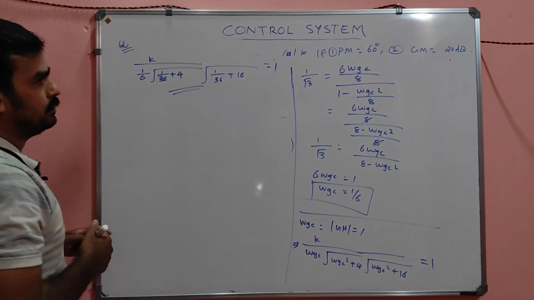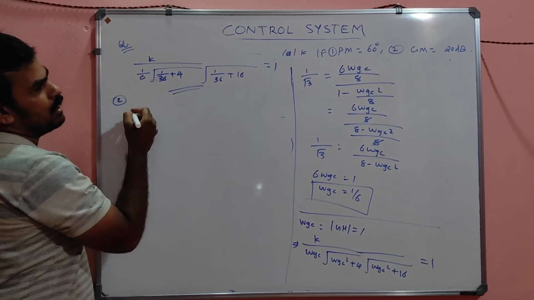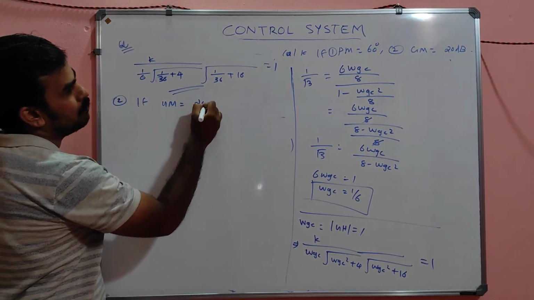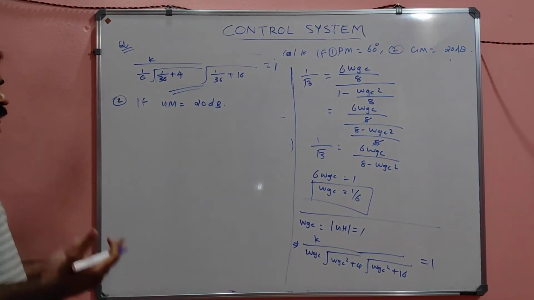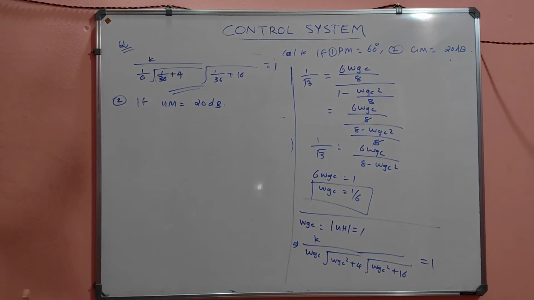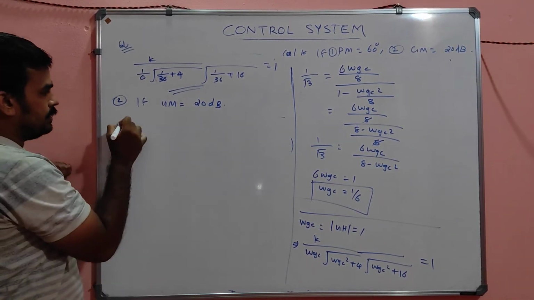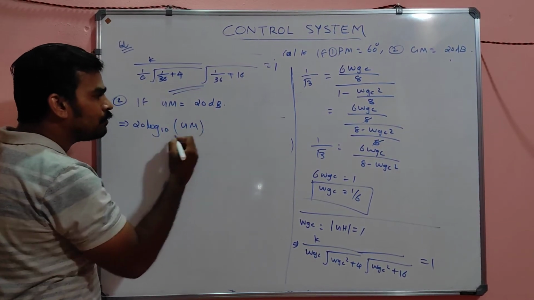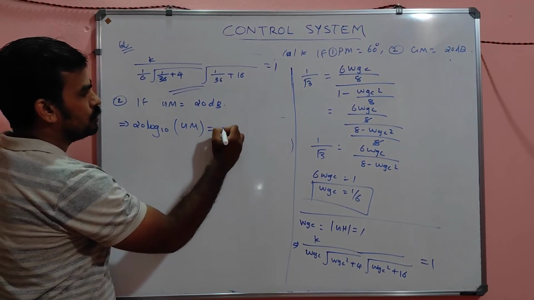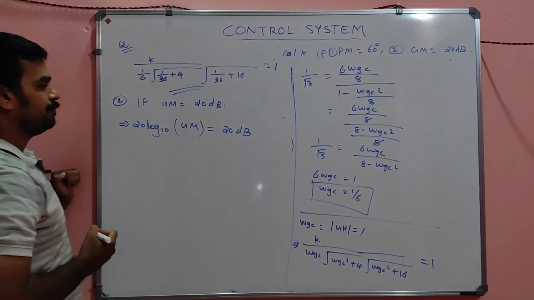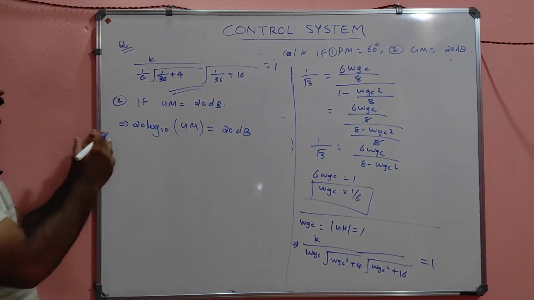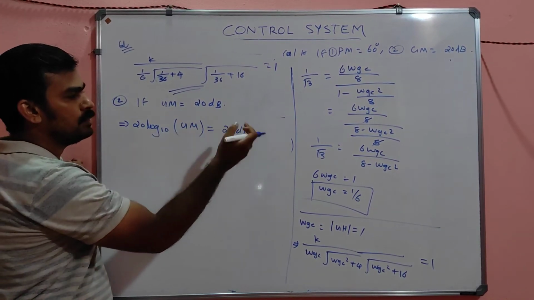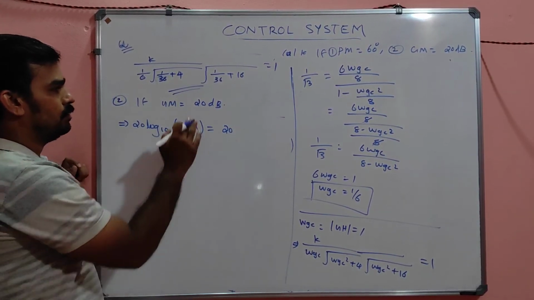Okay. Next part, sub part. If gain margin equal to 20 dB. So gain margin equal to 20 dB means, what is the meaning, my dear? That implies 20 log to the base 10 of the magnitude of gain margin equals 20 dB. They are giving gain margin equal to 20 dB, which is nothing but 20 log 10 of the gain margin equal to 20, simply 20, not dB.